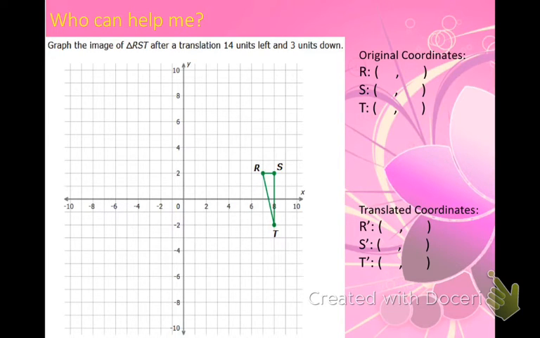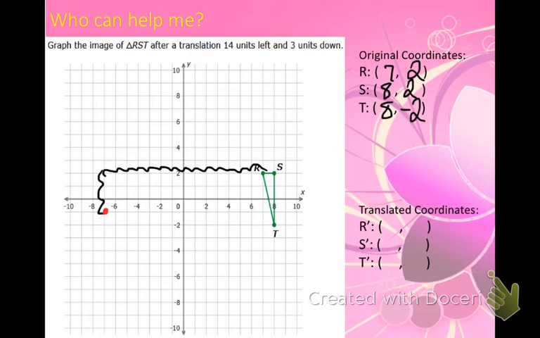So first you're going to write in your original coordinates. Pause the video and do that yourself and then check it with me. All right, so you should have R is 7, 2, S is 8, 2, T is 8, -2. Now we're going to translate 14 to the left. So 1, 2, 3, 4, 5, 6, 7, 8, 9, 10, 11, 12, 13, 14. And 3 down. 1, 2, 3. And that is our new R.